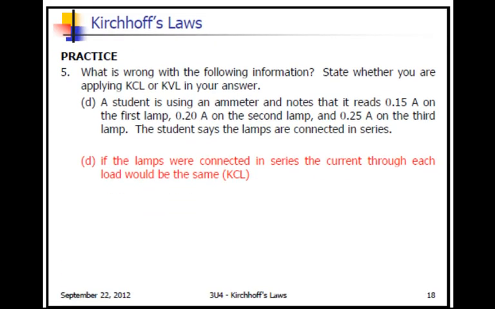And last question. A student using an ammeter notes that it reads 0.15 amps on the first lamp, 0.20 amps on the second lamp, and 0.25 amps on the third lamp. The student says the lamps are connected in series. Again, for a series connection, when we're talking about current, it's the same in each loop. So that series connection has to have the same amps in each of the loads.